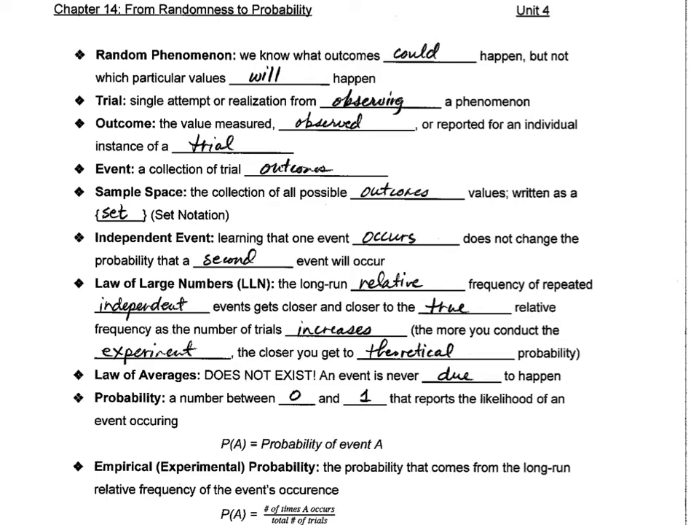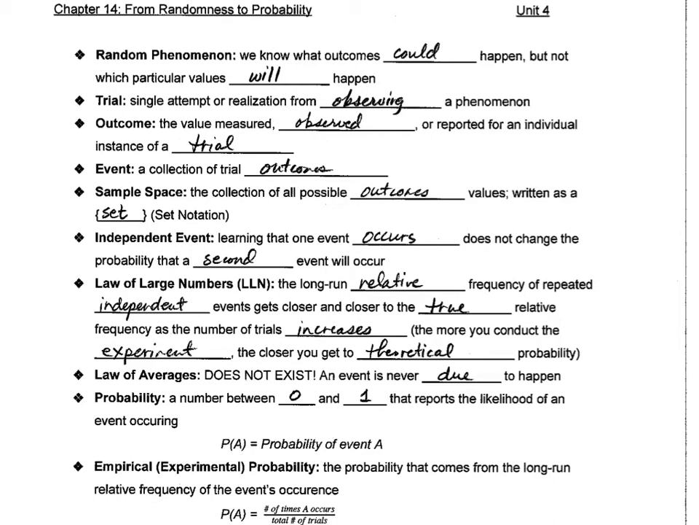Okay, an event is a collection of trial outcomes. All right, sample space. Okay, this is a sample space. It's very important. This is the part you're going to have to be able to look at and do. A sample space is a collection of all possible outcome values. It's written as a set in set notation. So there's braces here like this, and then you write down the possible outcomes that could happen.